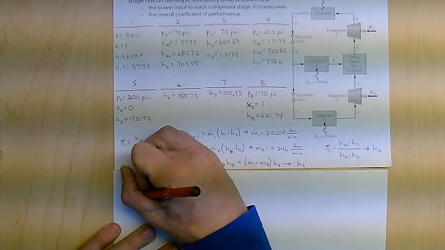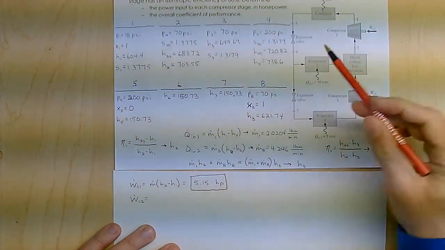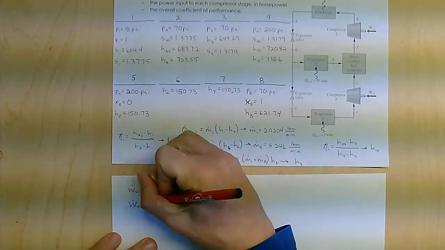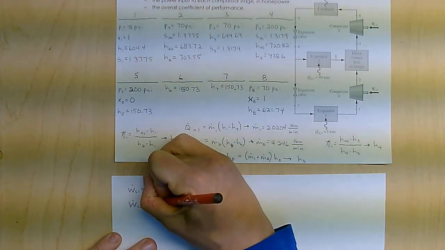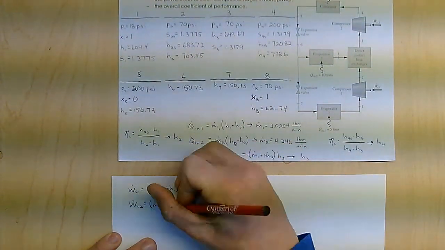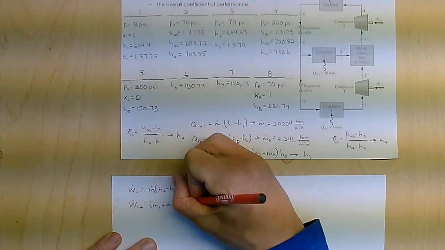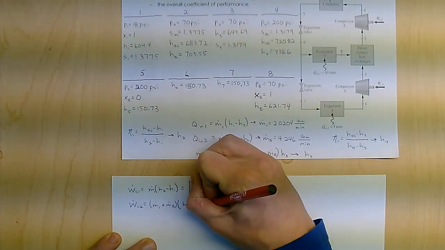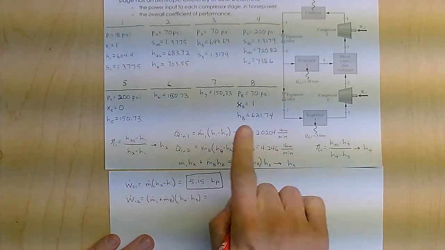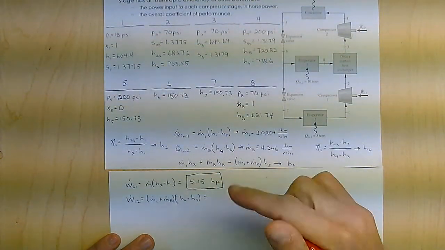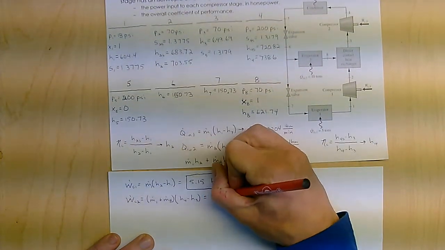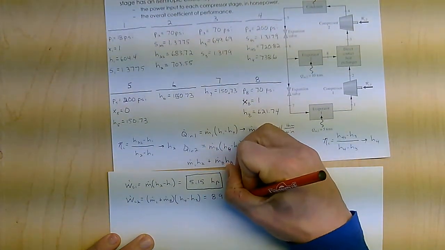Do the same thing with compressor 2. Again, that's the total. These flows have now come together, so it's the total mass flow. So that's going to be the mass flow rate of 1 plus the mass flow rate of 8, times H4 minus H3, because again it's the total mass flow going through here. I know H4 and H3, and I get 8.9 horsepower necessary to drive compressor 2.